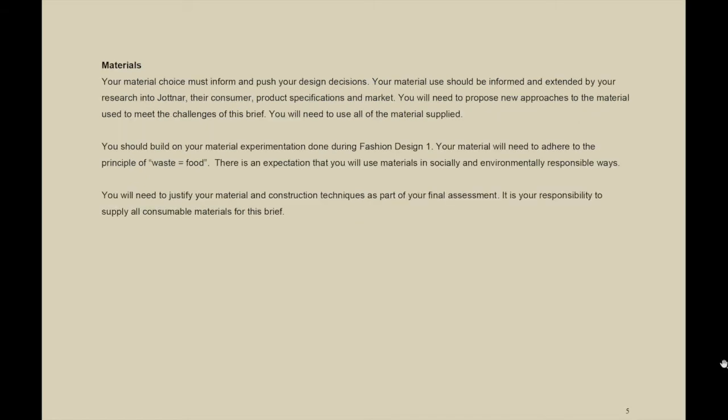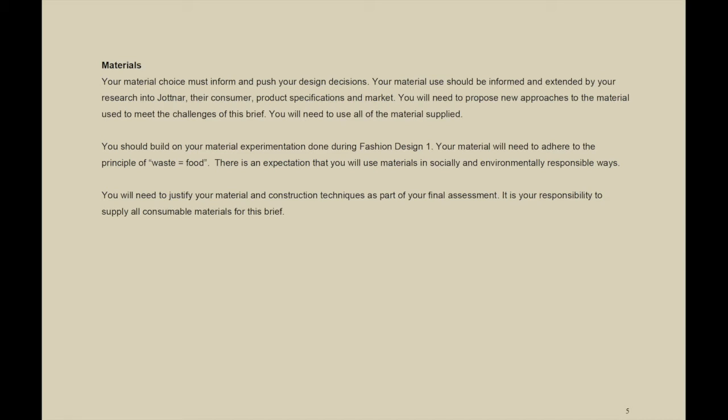Let's take a look at your materials. Your material choice must inform and push your design decisions. That's interesting. So inform and push your design decisions. So that would probably suggest that your material choices happen before your final designs do. Your material use should be informed and extended by your research into Jotna, the consumer, product specifications, and market. So understanding all those things, as we said.